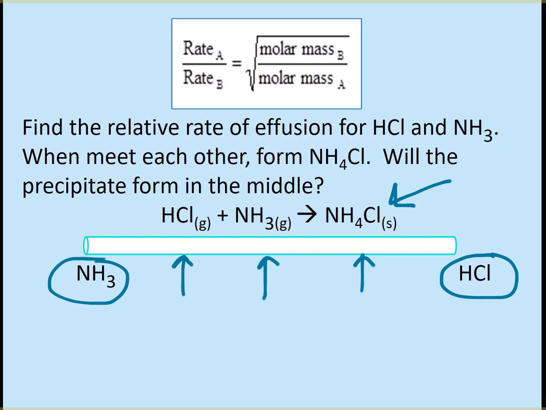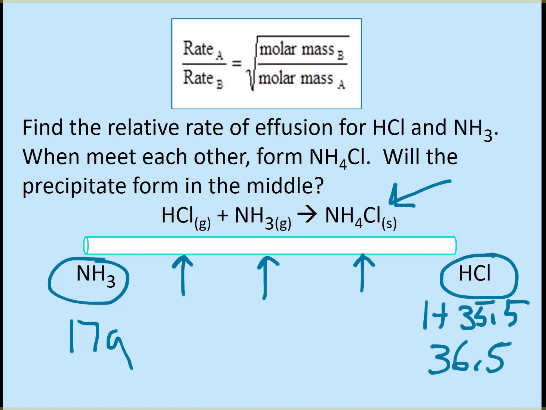Okay, we're back. You need to know the molar mass of both of these. The molar mass of ammonia is 14 plus 1 plus 1 plus 1, so 17 grams. And the molar mass of this one is 1 plus 35.5, or 36.5. So which of the two gases is going to be moving faster? That's right, the ammonia gas will move faster.